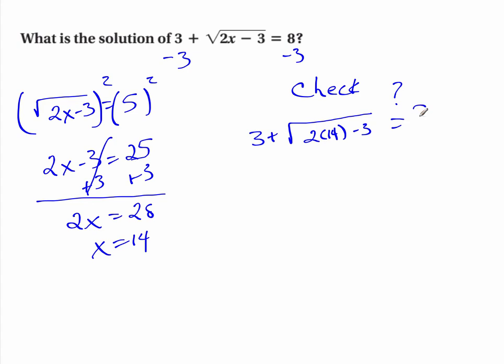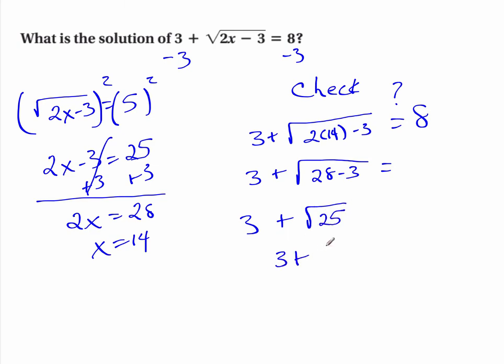Does this equal 8? And remember, always put that question mark there to remind yourself what you're doing. So this is 3 plus the square root of 28 minus 3. And I'm just going to work on this side and see if it comes over to 8. So this is 3 plus the square root of 25, which is 3 plus 5. And indeed, that does equal 8. So my answer is x is equal to 14.